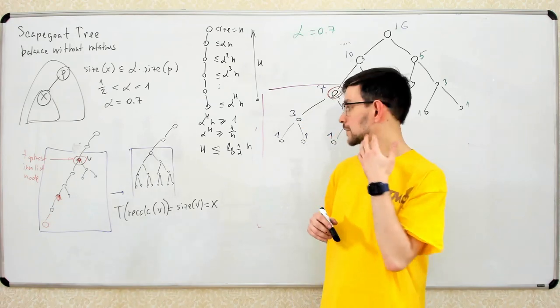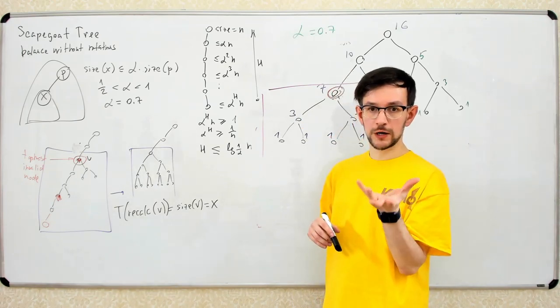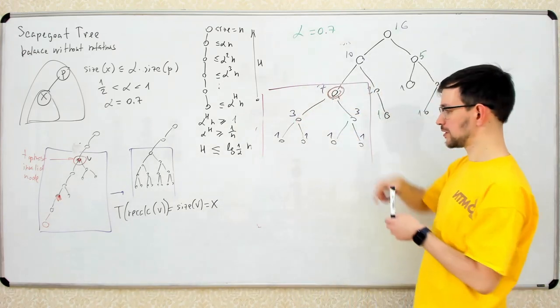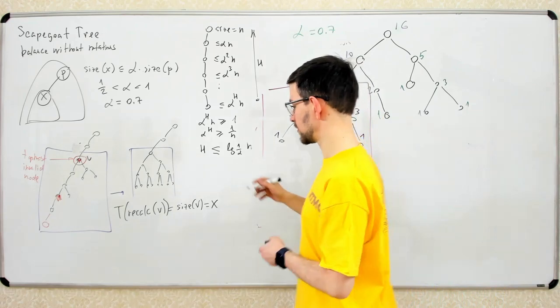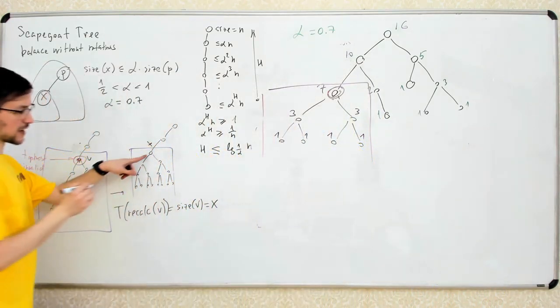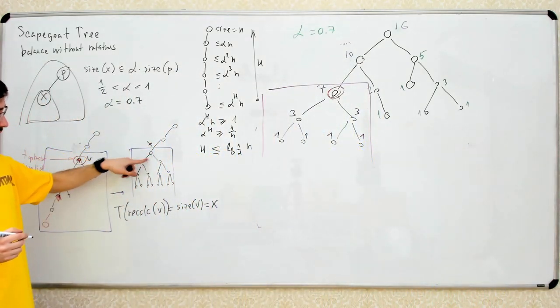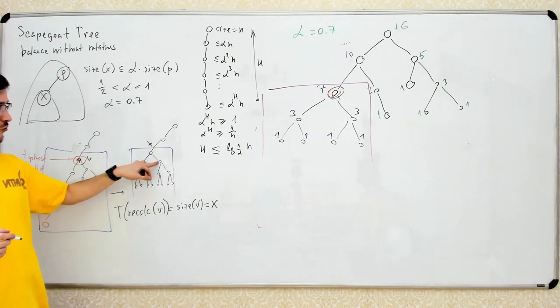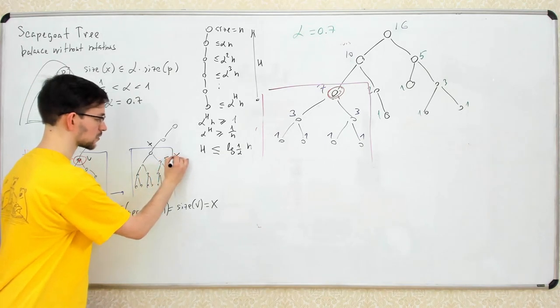Now, how often do we need to rebuild the whole tree? Well, let's see. When we rebuild the whole tree, if the size of this tree is x, then since it is a perfectly balanced binary search tree, the size of both children is at most x over 2.